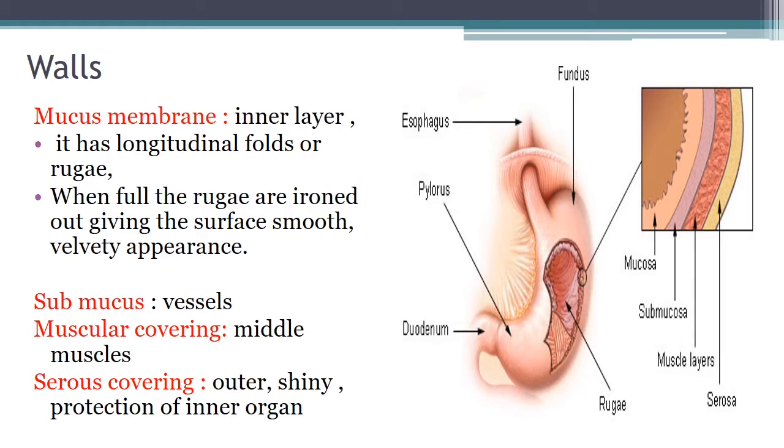Okay. Second is the submucous membrane which contains the vessels. Third one is the muscular layer which contains the middle muscles. Then the serous layer, that is the outer covering, that is shiny, and it gives protection to the inner organ. So these are the walls of the stomach.